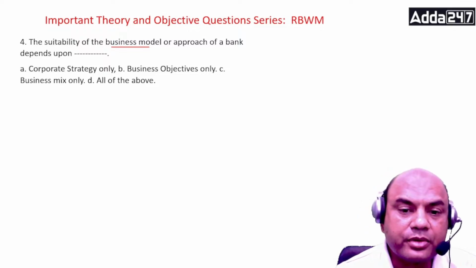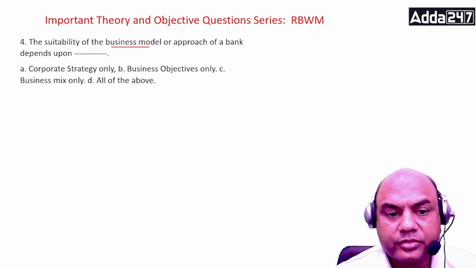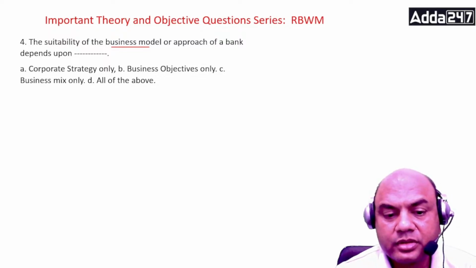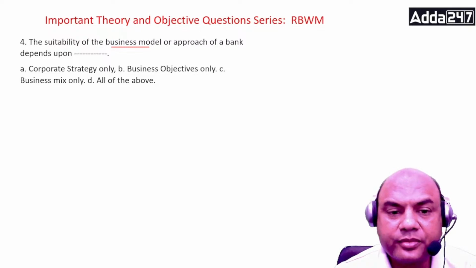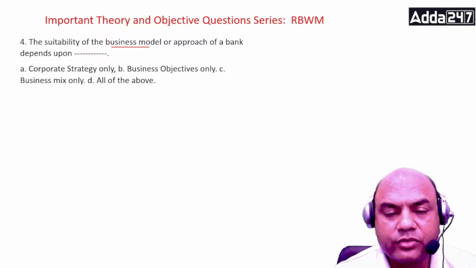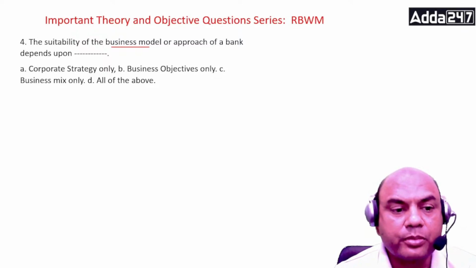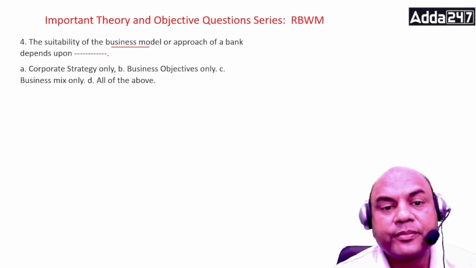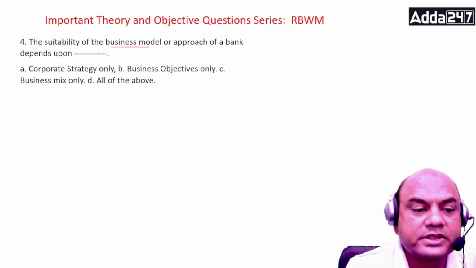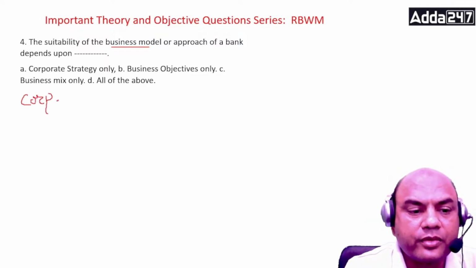So what does it depend upon? It depends upon, isn't it, all of the above. Don't you think so? All of the above. Let's see one by one. What is corporate strategy? Corporate strategy means what my board of directors is thinking. This strategy will always be decided by the board of directors, BOD.